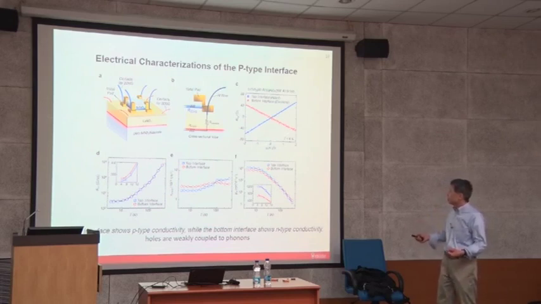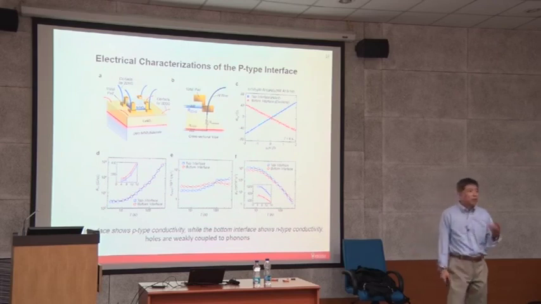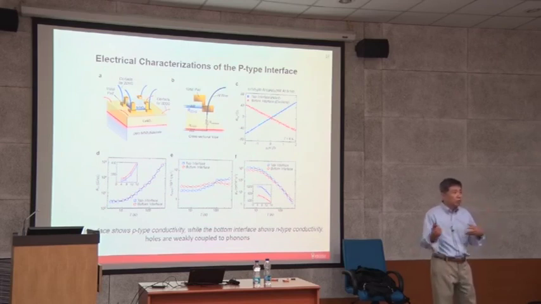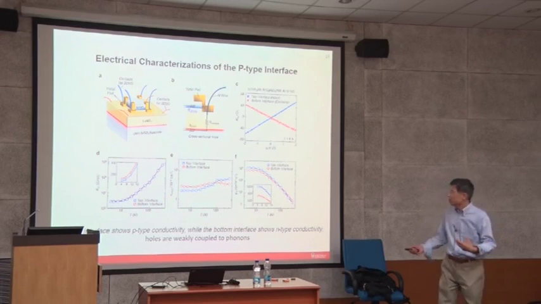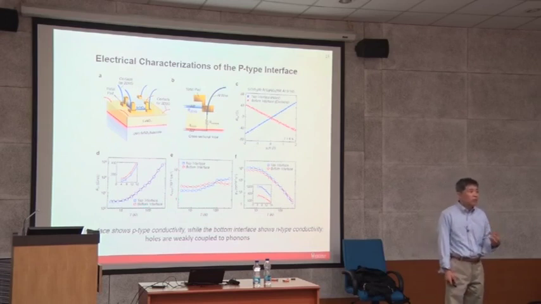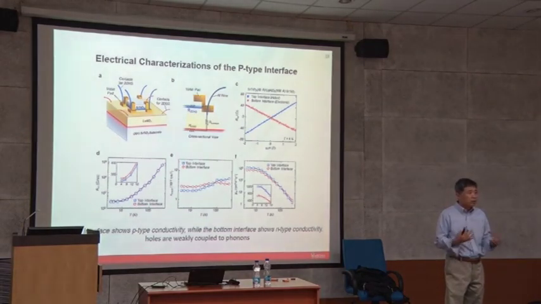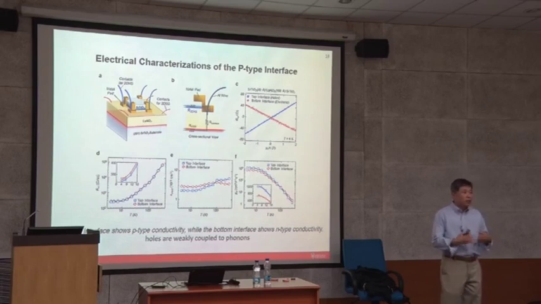But surprisingly, for the 2D hole gas, the hole is heavier. You all know the hole is heavy, the electron is lighter, and the effective mass is different. Somehow, when you measure this, it's not much different between the electron gas and the hole gas. And this is something quite interesting, why this happens. The electron has a much stronger phonon interaction. The electron-phonon interaction is much stronger than for the hole. And the theorists actually have some ideas that maybe that's the reason.